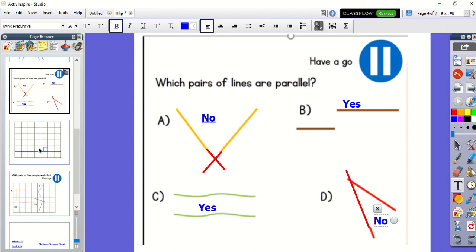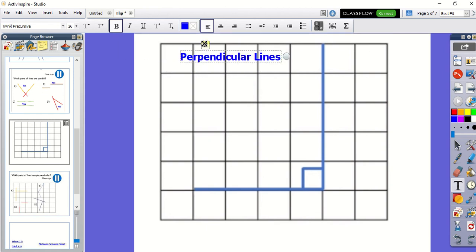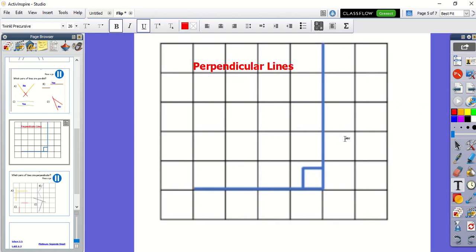Now, as I said, we were also going to look at perpendicular lines, okay? So perpendicular lines. Now, as you can see on my screen, I have got a right angle. Okay, so hopefully you all recognize that as a right angle. Now, what a perpendicular line is, two lines that meet to form a right angle.